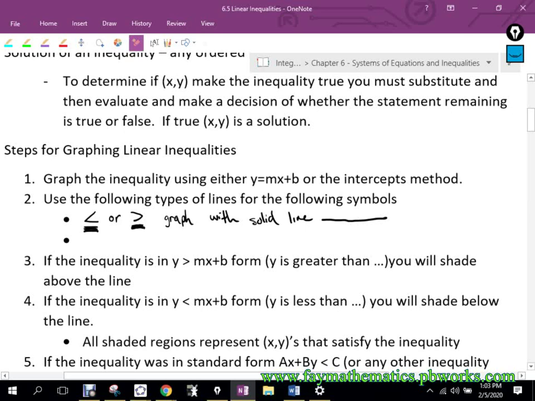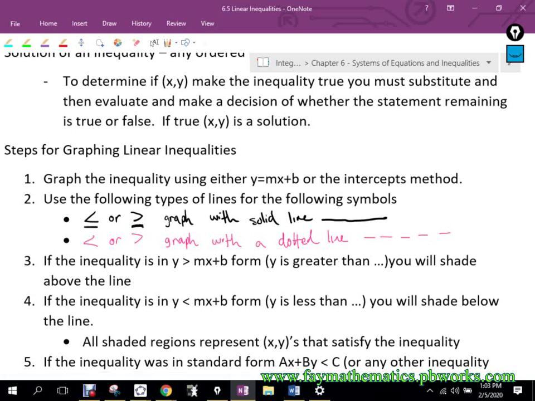If we go and graph with, or our equation has this symbol in it, if it's just less than or just greater than, you are going to graph with a dotted line. So that's going to look this way. Okay?